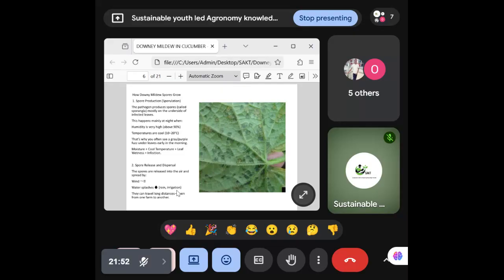So the spore release, there's this disperser. The spores are released into the air and spread by winds and water splash. So, like I said before, this pathogen, they are free in the air, and then they are also in your soil.